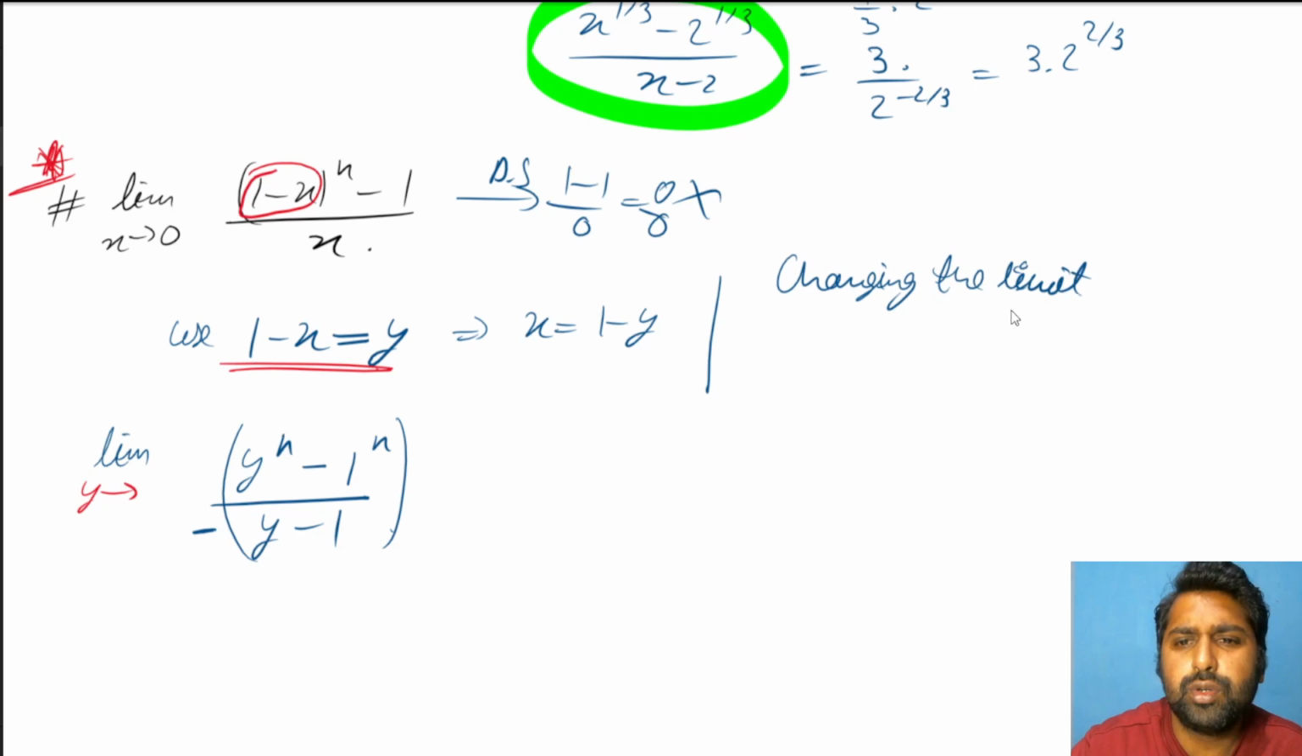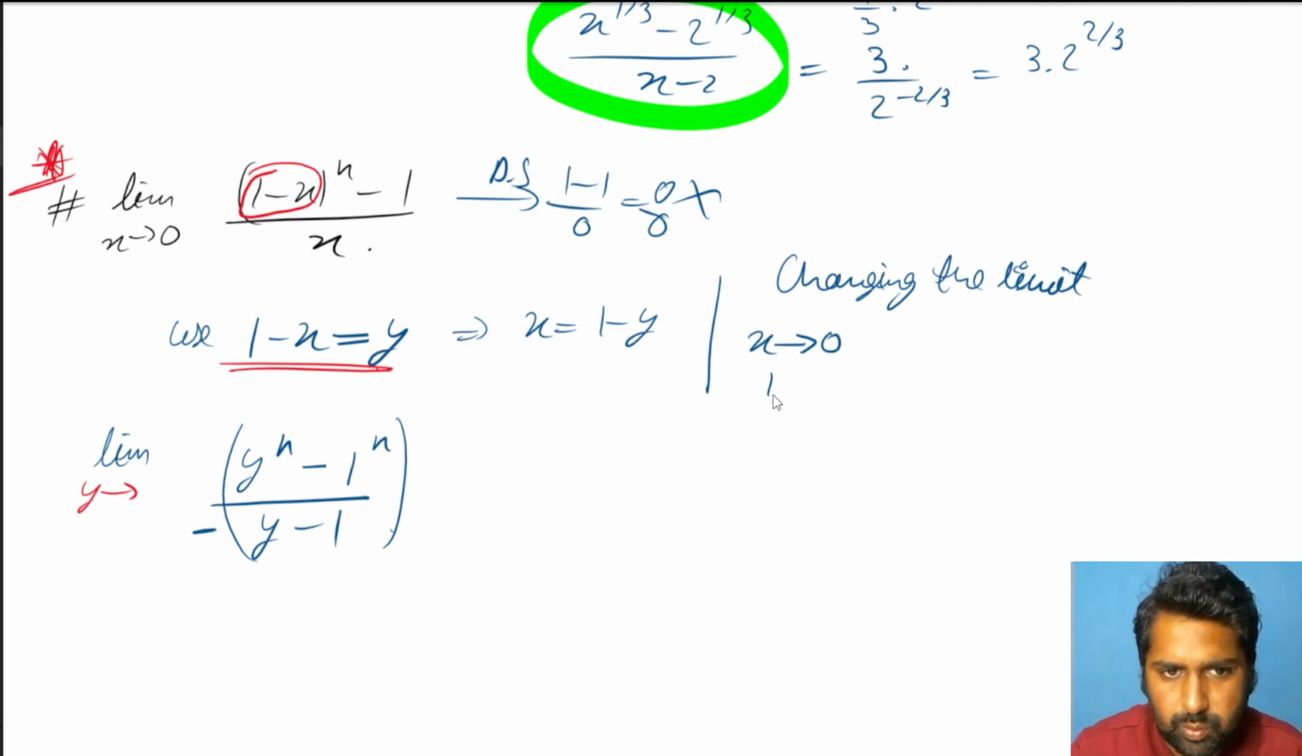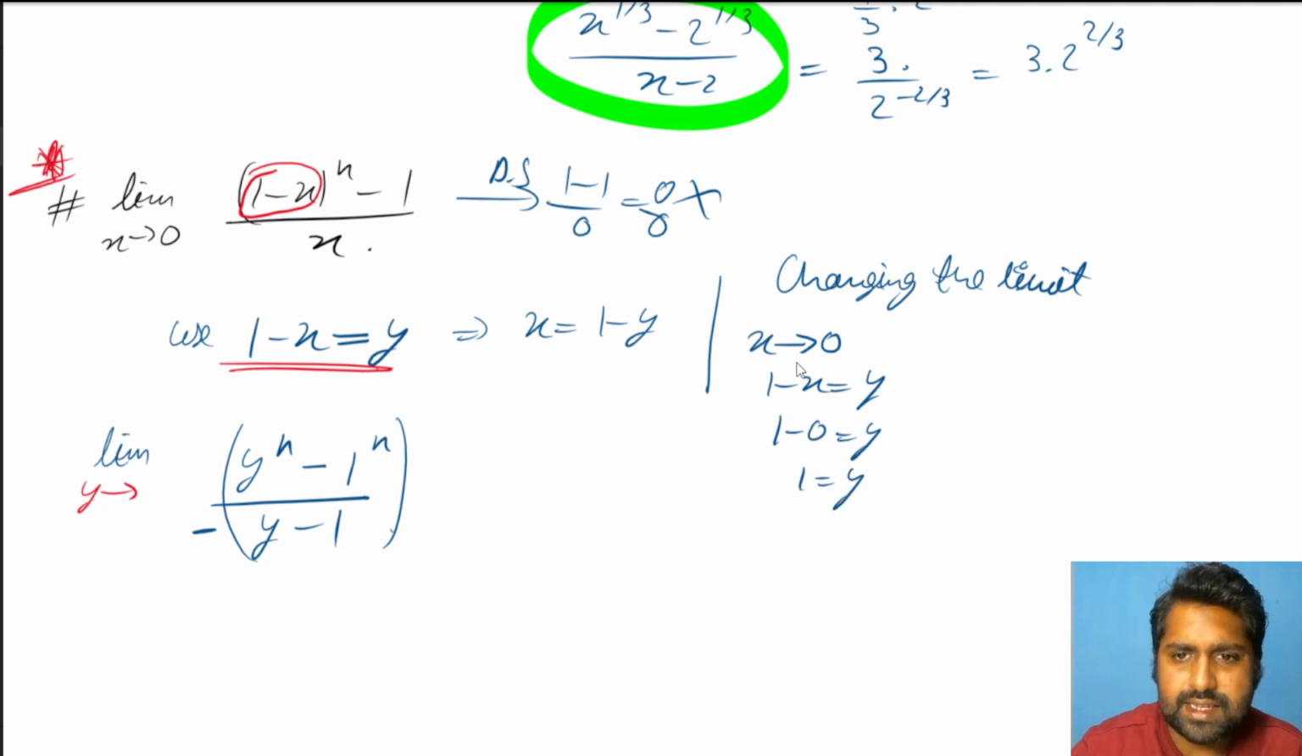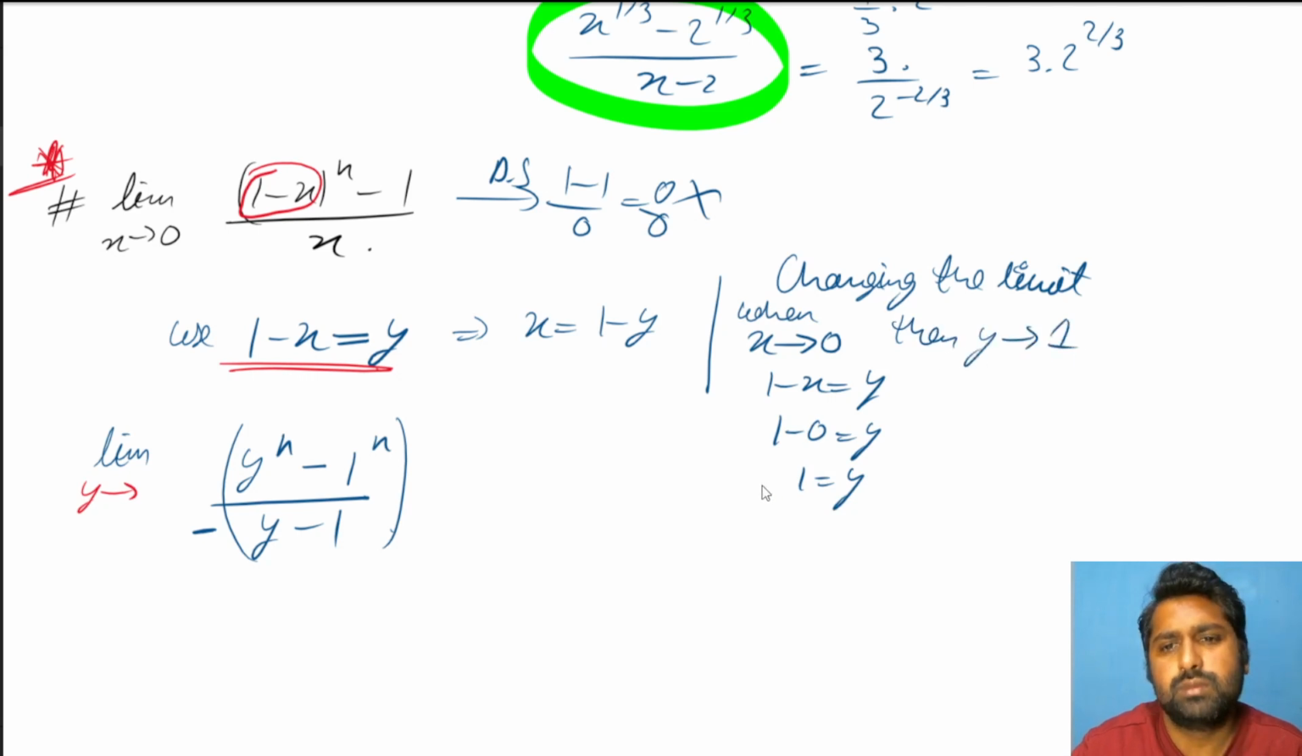Okay, whenever you do the substitution, you have to change the limit. Right now the question is saying x is tending to 0, which you can understand as x being 0. You have used 1 minus x as y. If x is 0, what is y? 1 minus 0, so that is 1. So I can say when x is tending to 0, then y is tending to 1.